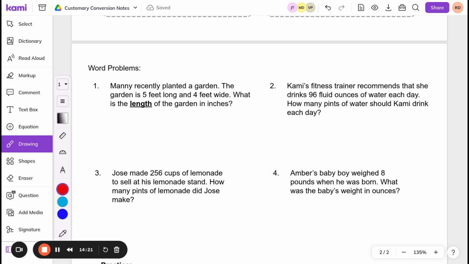The garden is 5 feet long and 4 feet wide. What is the length in inches? So we're talking about just the length. So that's going to be this 5 right here. So we have 5 feet. We want to turn it into inches. So up on your star chart, it tells you 1 foot is 12 inches.